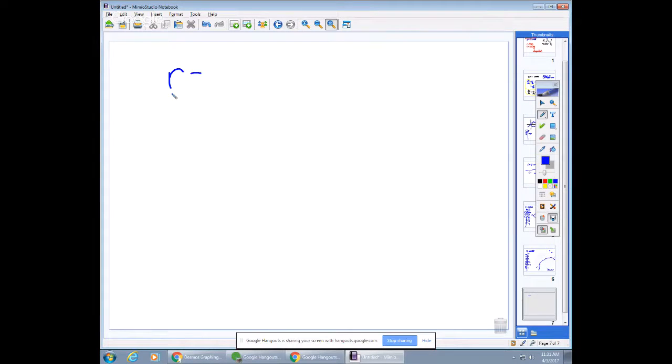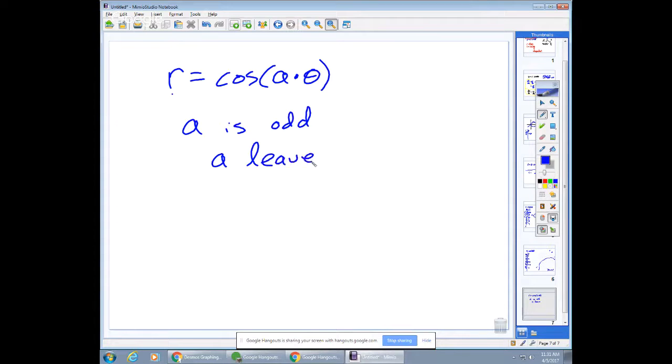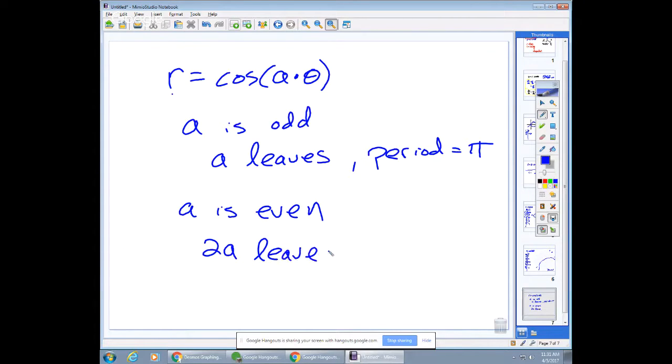r equals cosine of a times theta. If a is odd, you get a leaves with a period of pi. On the other hand, if a is even, then you get 2a leaves with a period of 2 pi.